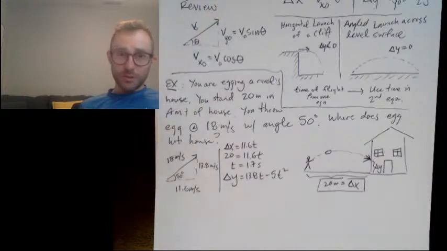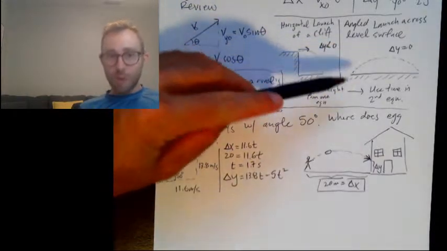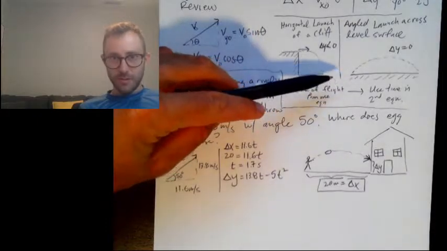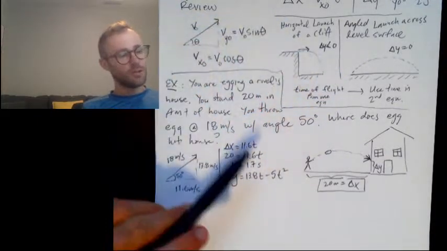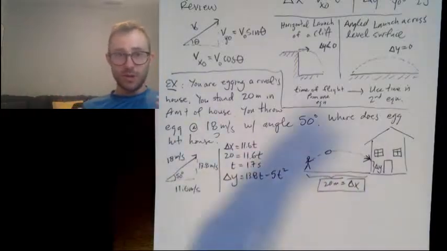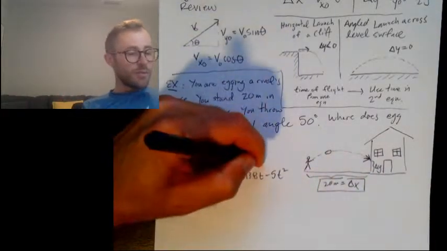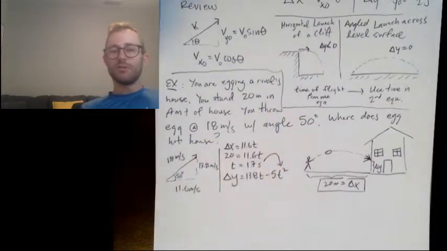So this problem was a little different because in these two problems, we used our delta y equation first to find the time of flight. But in this one, we use the delta x equation to find the time of flight. So it depends on the situation, which equation you're going to use first. Then I plug that time into the delta y equation.